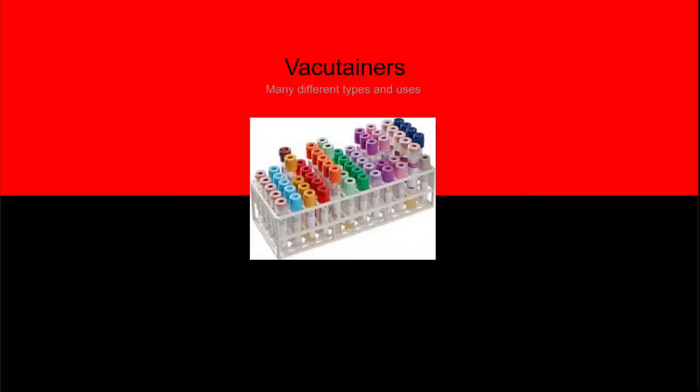These are some examples of vacutainers. Vacutainers are specimen tubes that are vacuum sealed so they can be used with either a multi-purpose needle or a syringe full of blood with a transfer device.